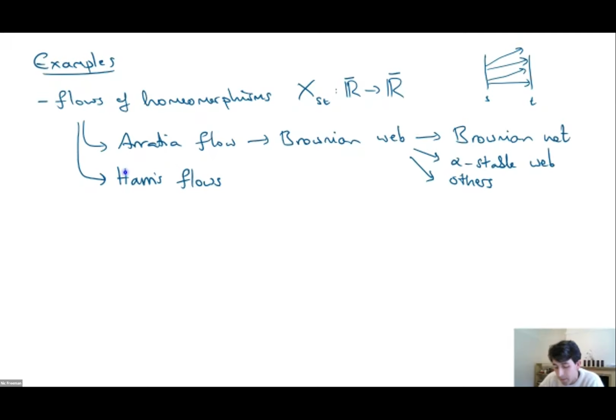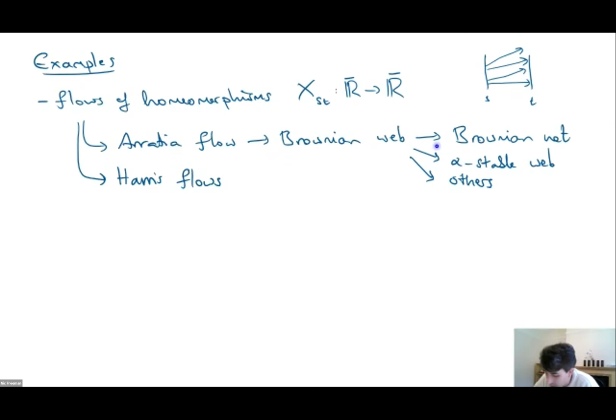So we know the Arratia flow very well today because we really see it as the Brownian web, right? And we view it a bit differently. We now think of it as the kind of object I'm interested in, as a random set of paths. So that's been quite intensively studied over the past 20 years. And we now also have a family of objects which has kind of branched off from the Brownian web, of which the Brownian net and the alpha stable web are probably the best known.